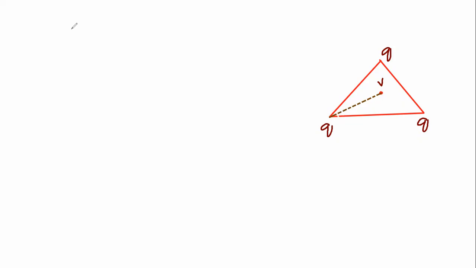It is at a distance of A by root 3. Let us suppose its side is taken as A, anything we can take. If I take the side length as A, then it will be equal to A by root 3. This will be A divided by square root of 3, that is the distance.